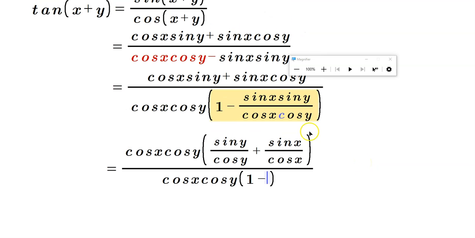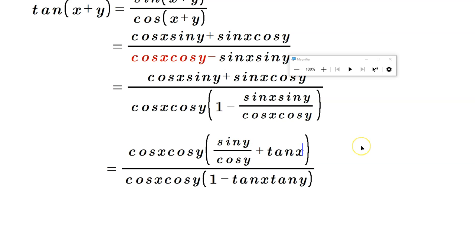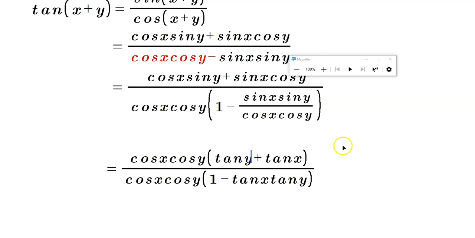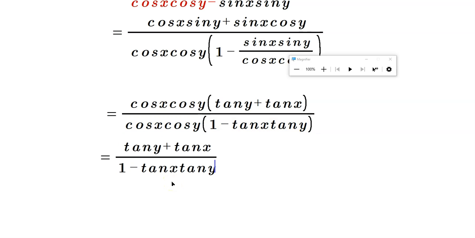So in the denominator, sine x over cosine x is tan x. Sine y over cosine y is tan y. Then sine x over cosine x up there is tan x, and sine y over cosine y is tan y. Cancel the cosine x and cosine y. So in other words, we just end up with the usual tan x plus tan y, over 1 minus tan x tan y.